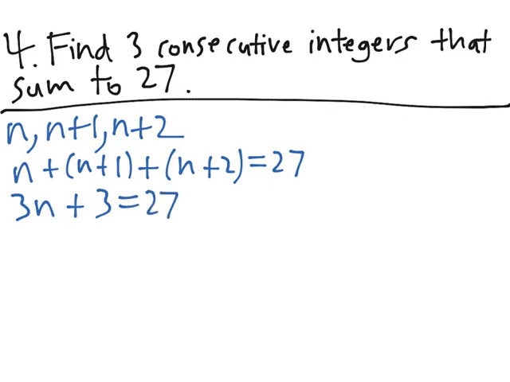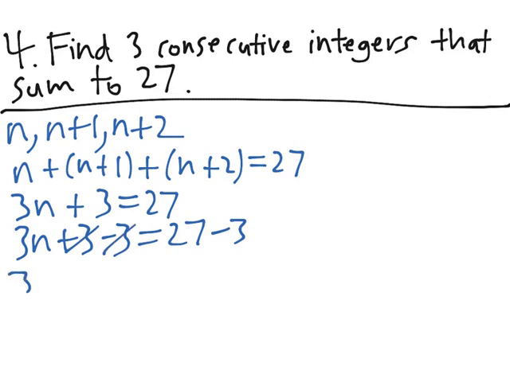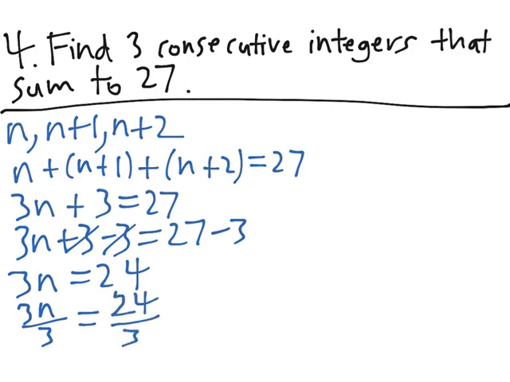Now that we have a nice equation, let's subtract 3 from both sides to try to solve this. 3n plus 3 minus 3 equals 27 minus 3. So now we can cancel out these 3's and have 3n equals 24. Now we can divide both sides by 3, so that 3n over 3 equals 24 over 3, and the 3's cancel again, so n is equal to 8.